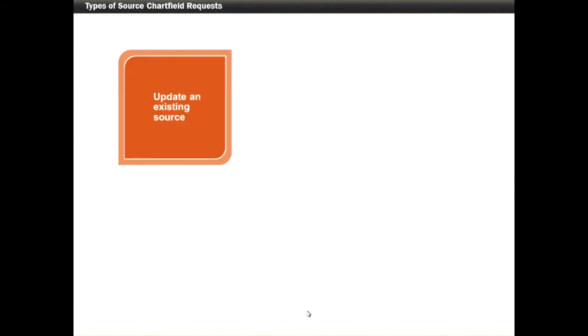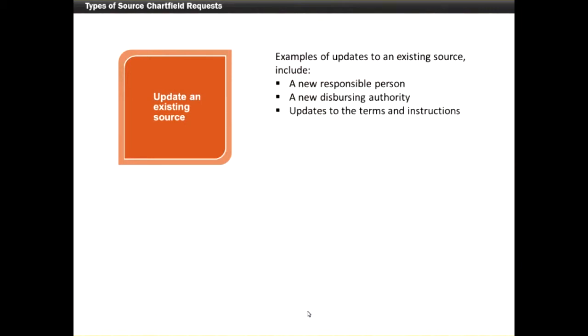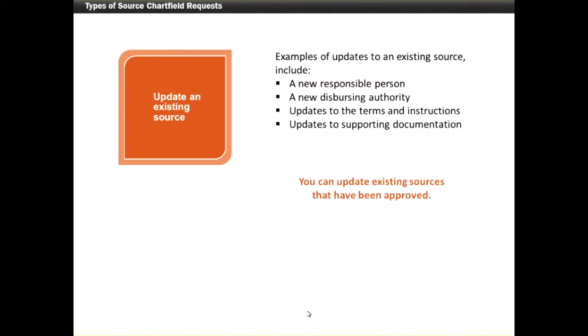So now that we've gone through the different documents to help us create a source, let's take a look at updating an existing source. So here are some examples of updates that you may need to do. You may have a new responsible person. You may have a new dispersing authority. You may have some updates to your terms and instructions. Or you may need to add some new supporting documentation.